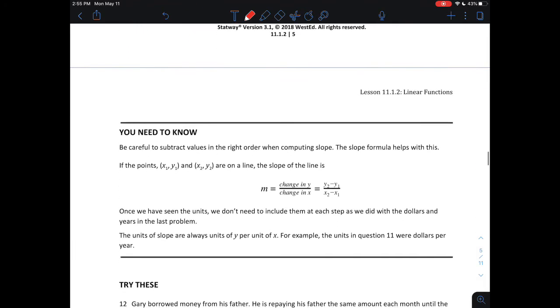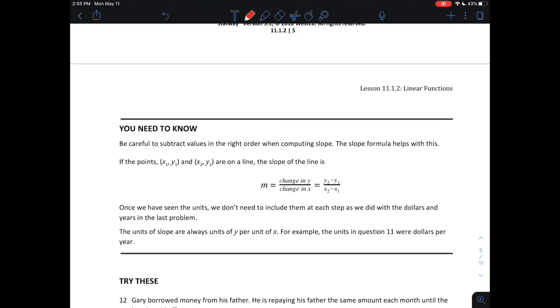All right, so a lot of this that we just did is now summarized in the You Need to Know box. So first, be careful to subtract values in the right order when computing slope. The slope formula helps you keep that organized. So if we first call the points x1, y1, so that's my first ordered pair, and x2, y2, that's my second ordered pair. If they are on a line, the slope of that line is then m equal to the change in y divided by the change in x. And you find change by subtraction. So change in y is the same thing as y2 minus y1, and change in x is the same thing as x2 minus x1.